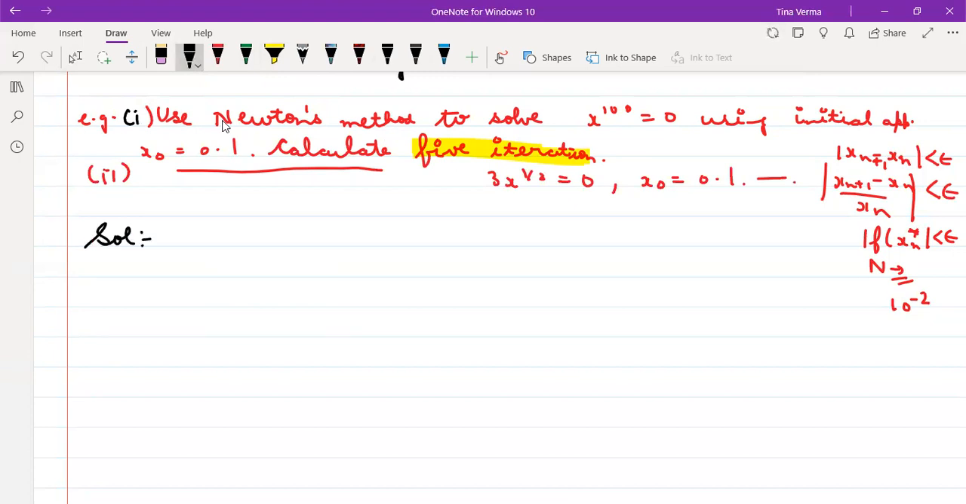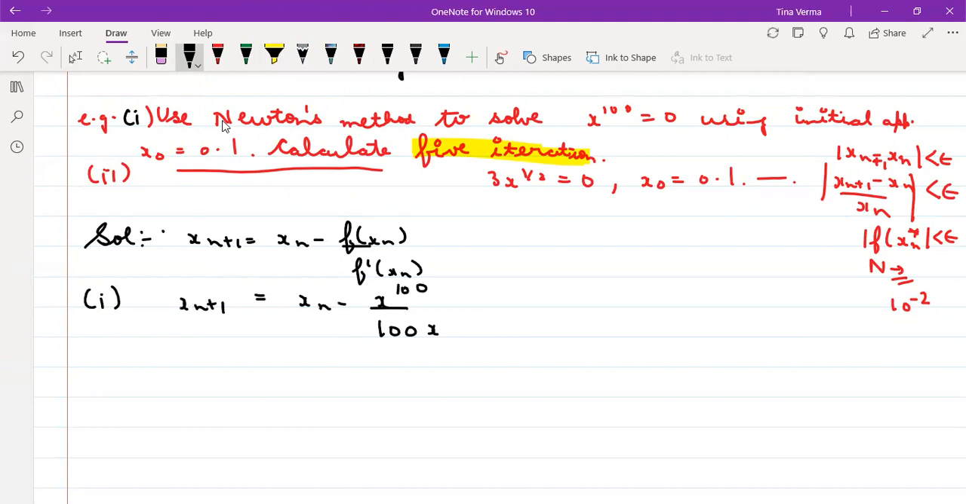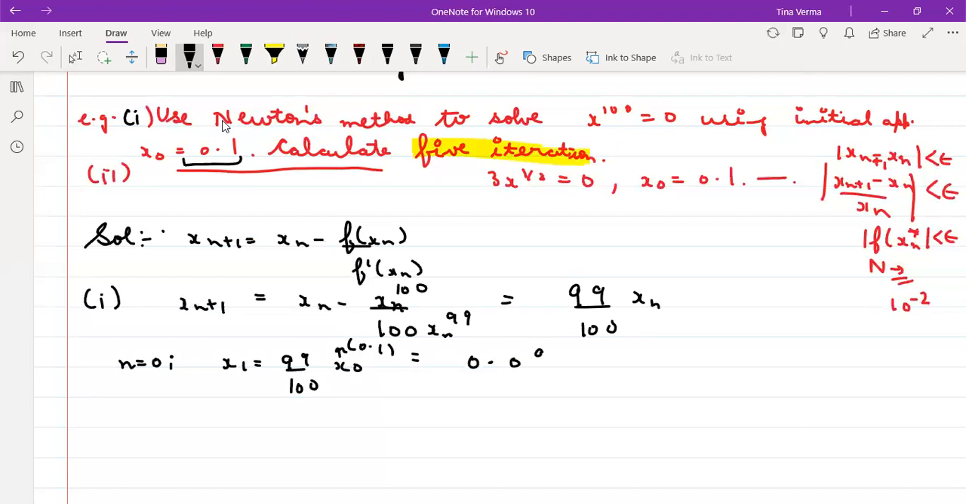because the iteration method here says xn plus 1 is equal to xn minus the function's value at xn divided by its derivative. So when you are doing the first part, it will be your xn plus 1, the function is your x raised to the power 100, divided by its derivative, that will be your 100x raised to the power 99. Solving this, you will get 99 by 100 xn. So we have to start with the initial approximation 0.1. So when I take n equal to 0, my x1 will be 99 by 100 of my x naught, and my x naught is 0.1. When you calculate, it is 0.099.